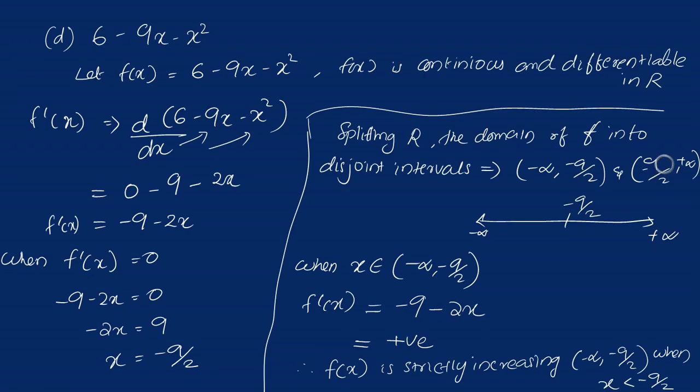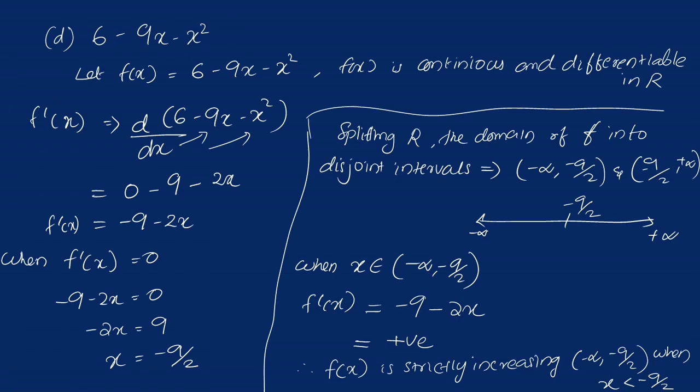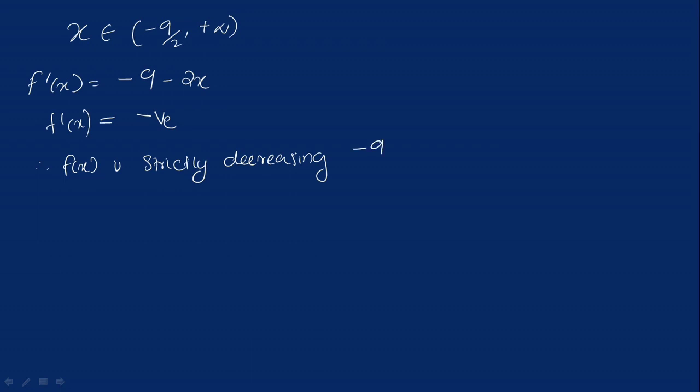When x belongs to the next interval, that is minus 9 by 2 to plus infinity, we have f dash of x, that is minus 9 minus 2x. Similarly, we are applying a value between minus 9 by 2 and plus infinity for x. We will be getting a negative value for f dash of x. So we can write f of x is strictly decreasing in the interval minus 9 by 2 to plus infinity, so when x becomes greater than minus 9 by 2.